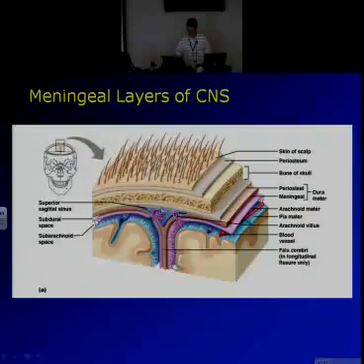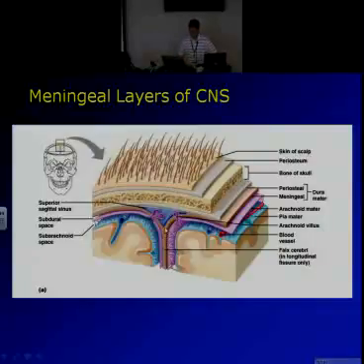So when you look at a view like this, it shows you the formation a little bit. The dura forms a couple of things. One, the sinuses that we chatted about, but also these room dividers in the brain. These double folds, we'll look at them in a moment, but the inner layer, the meningeal layer, forms the falx cerebri and the tentorium that divide right and left, and cerebellum and cerebrum, et cetera, in that skull.